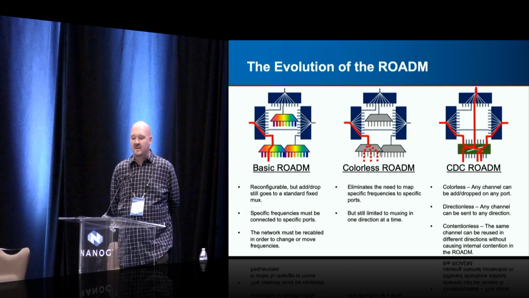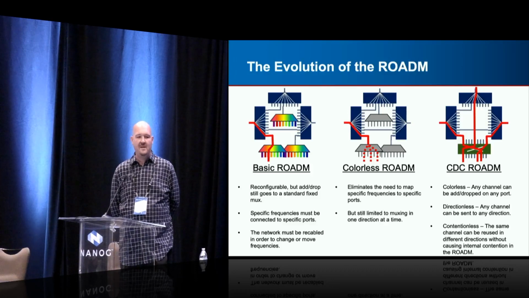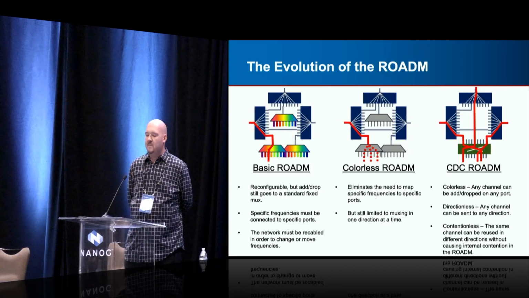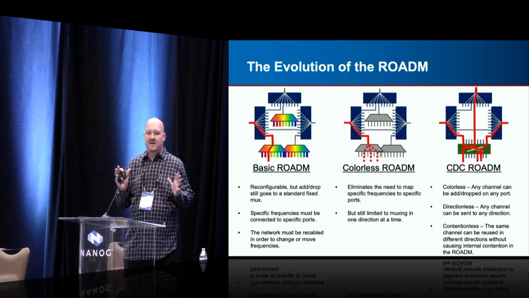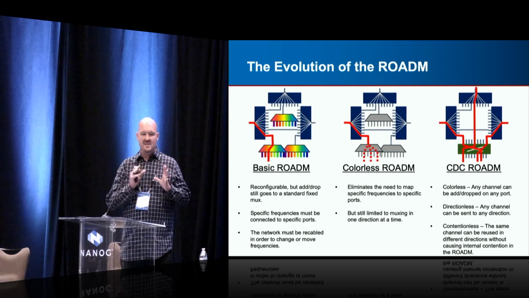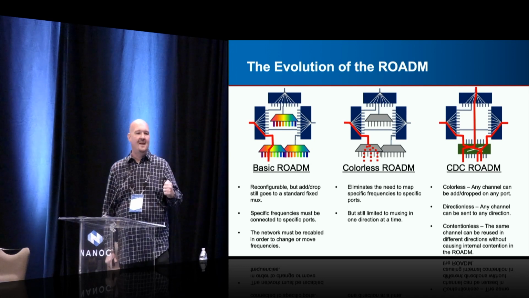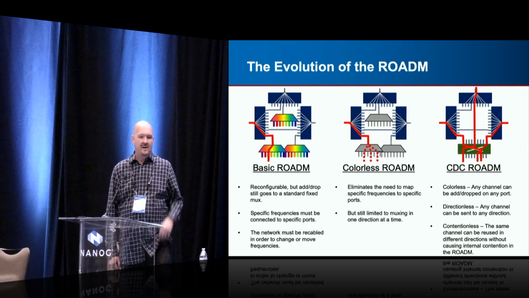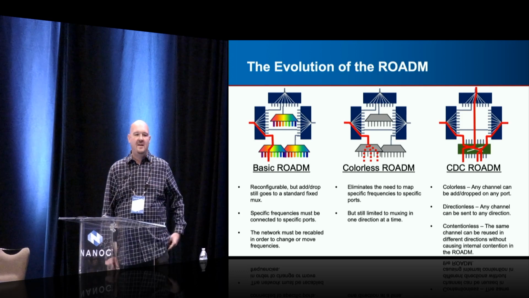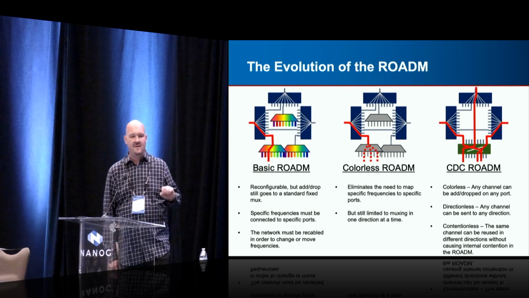So then they created what's called a colorless ROADM. That eliminated the need to map a specific frequency. Basically, it's just a big multicast array. You send the signal out on every different channel, and you let the other side select what it wants to receive. So now I can do things like, I'm using channel 41 today, but I can change it to channel 42 tomorrow, and all I have to do is log into a device and type that and hit enter, and it does it.